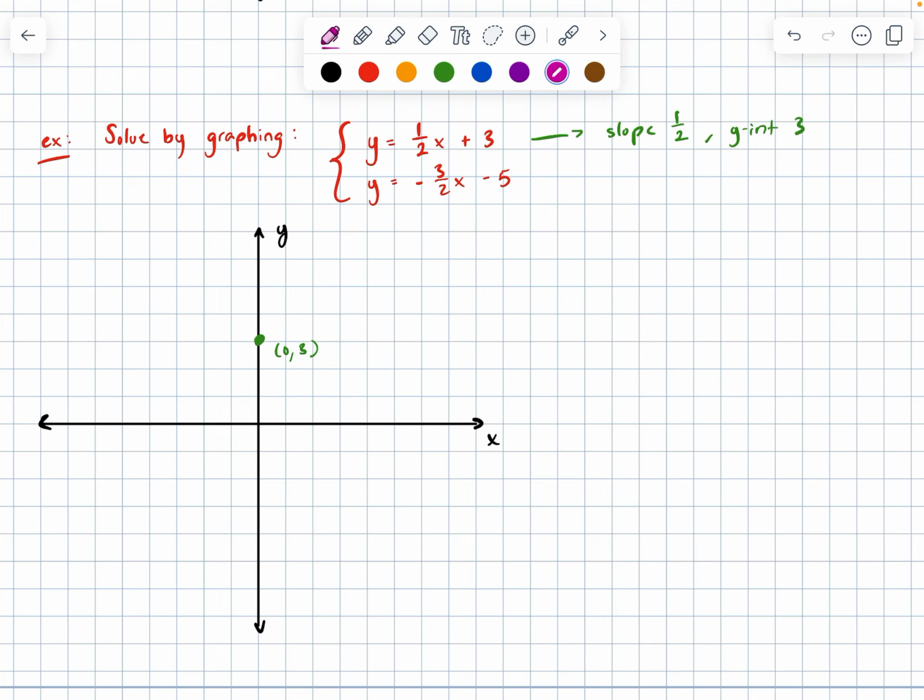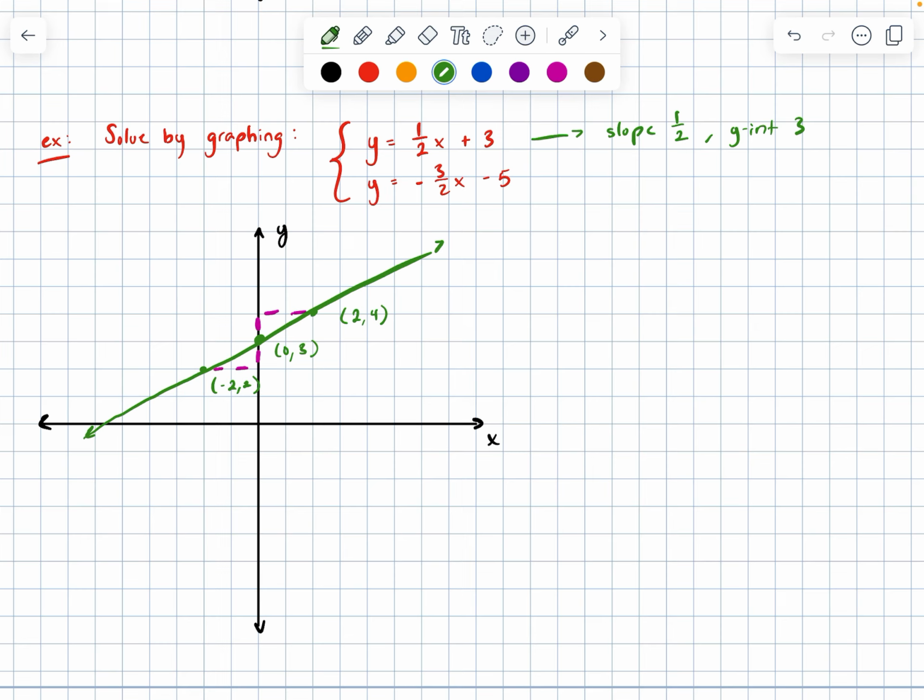From here, I want to find some points on my line. So I'm going to use my slope of positive 1/2. If I go up 1 and over 2, I'll have a point over here. This guy's coordinate would be 2, 4. Maybe for variety's sake, I want to go the other direction. So if I go 1 down and 2 to the left, I should have another point on this line. This guy here would be at negative 2, 2. I'll draw in my line here. We're going to pretend that it's a beautiful straight line that connects our points.